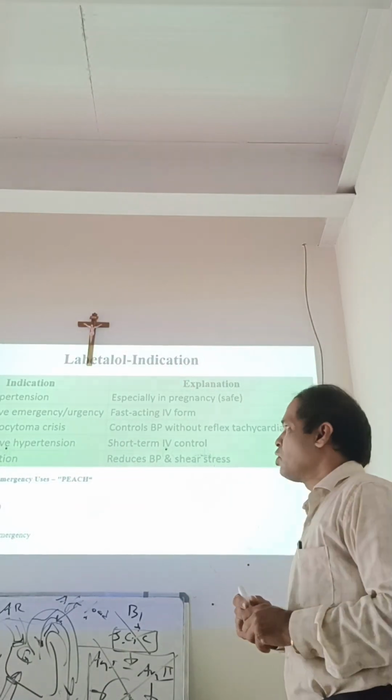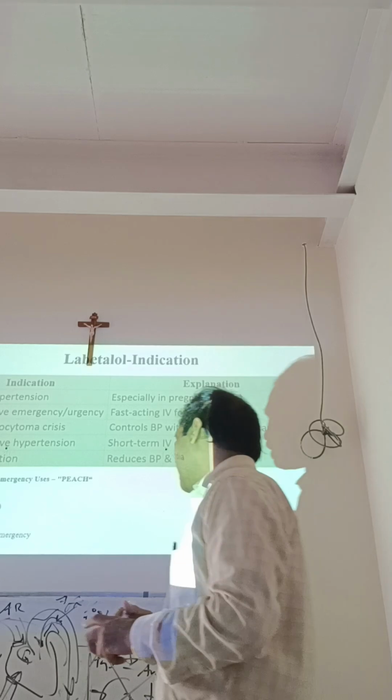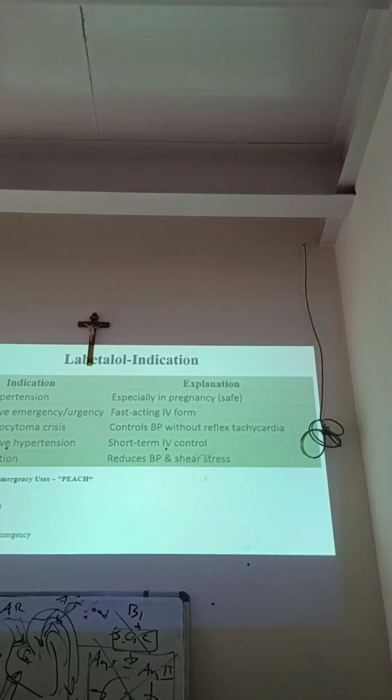Pheochromocytoma crisis. I told you pheochromocytoma is a tumor of the adrenal gland. If this is the adrenal gland, because the tumor is there, extra hormone is produced. That is what causes the increase in heart rate and force of contraction. This adrenaline can also act on the blood vessels and cause increased BP. So in this condition, we can use labetalol to control BP without reflex tachycardia. What is the meaning of reflex tachycardia?